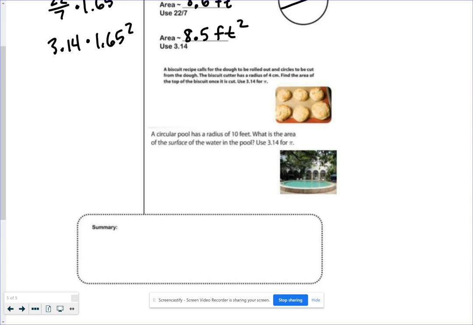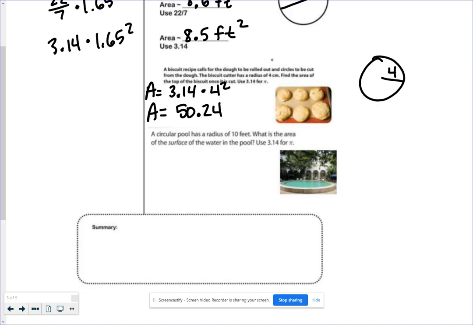A biscuit recipe calls for dough to be rolled out and circles to be cut from the dough. The biscuit cutter has a radius of 4 centimeters. Okay, so if I drew that, it would be 4 here. Find the area of the top of the biscuit once it is cut. Use 3.14 for pi. So we're going to use 3.14 times radius squared. Our radius is 4, so 4 squared equals 16 times 3.14, and we get 50.24. And our label is centimeters, and we have to square it.